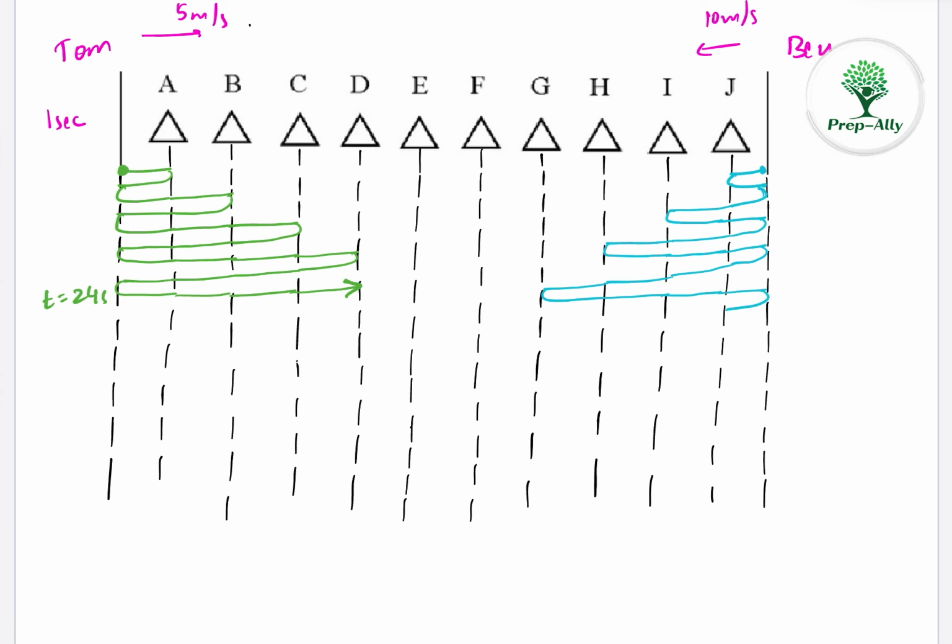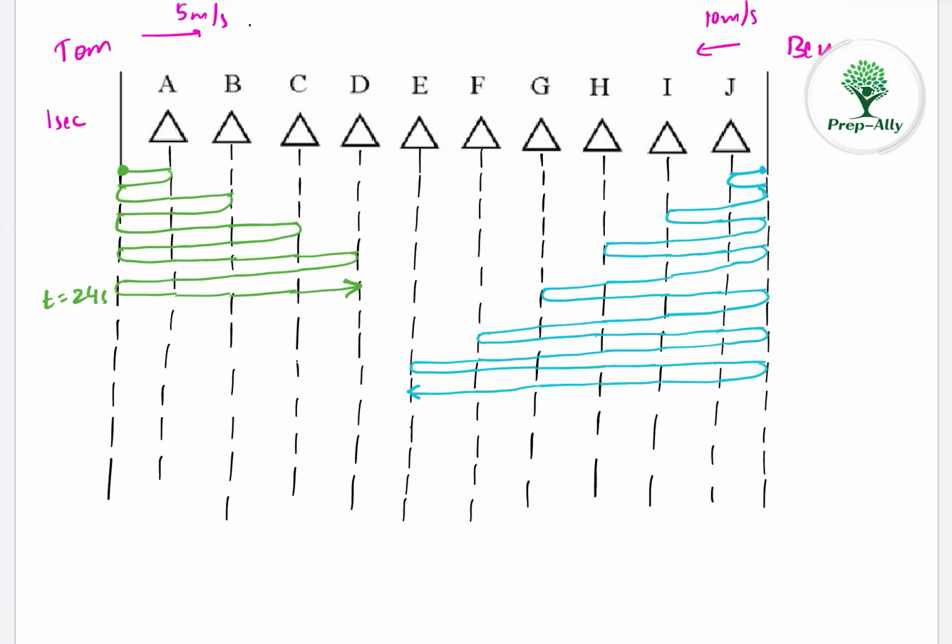So again, 10 and a half, 11, and so on, counting in half seconds through 17 and a half, 18, 18 and a half, 19, 19 and a half, 20, 20 and a half, 21, 21 and a half, 22, 22 and a half, 23, 23 and a half, 24. See, he is now at E at 24. He's running towards D. This is T equal to 24 seconds.